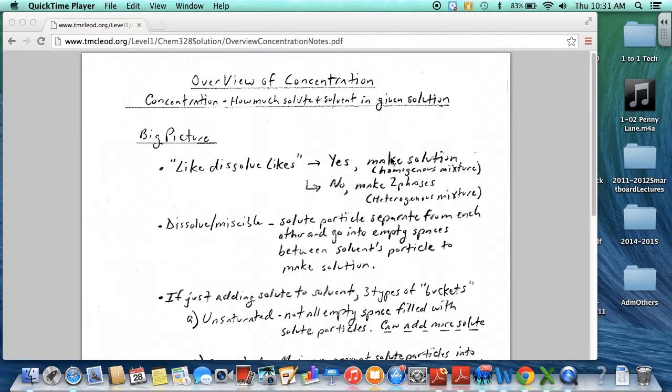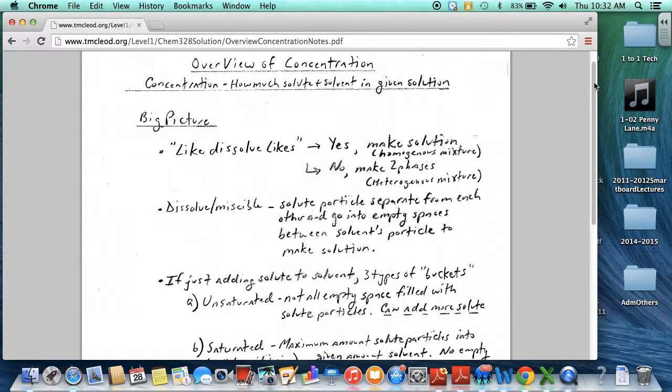Now, before we discuss the different types, let me just give you a quick overview of big picture things that you should have already understood, and then we'll get into actual concentration information. You should have already made a copy of this and have someplace to take some notes.